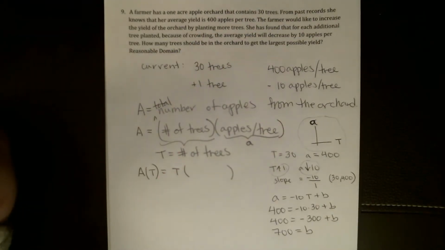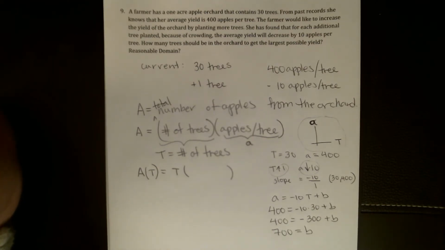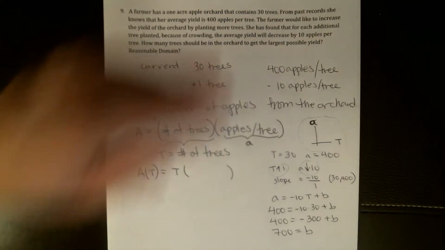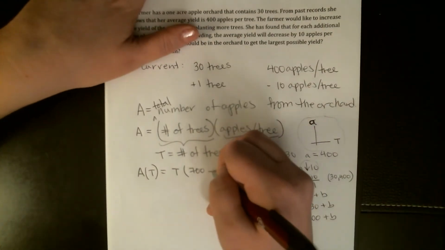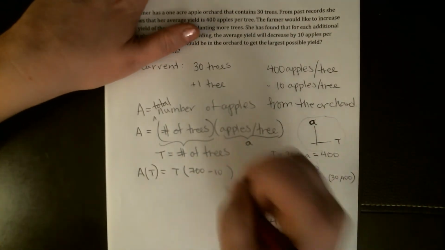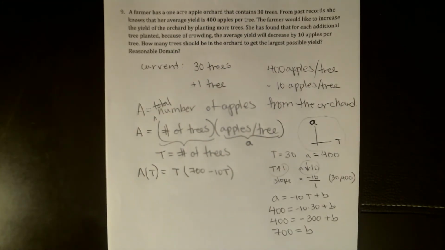So basically, this is saying if there are no trees, we should be getting 700 apples per tree. I would say that's getting outside of our reasonable domain. We're not getting any apples if there aren't any trees. But that's what that's giving us. So we're starting with 700 apples per tree, and then it's dropping by 10 for every additional tree we plant. So this is one way to get the setup.